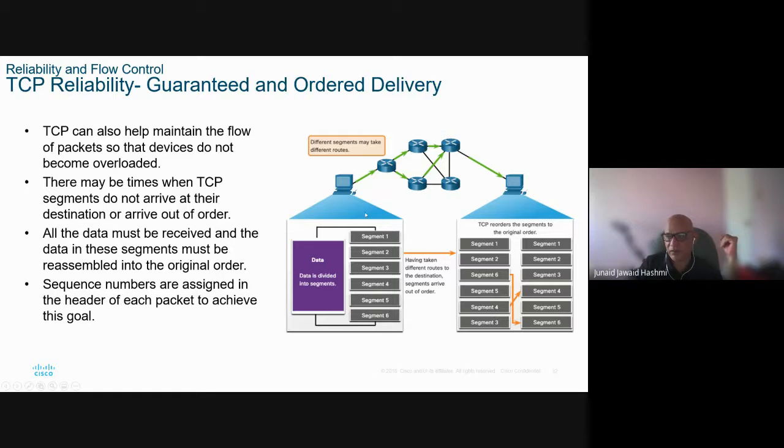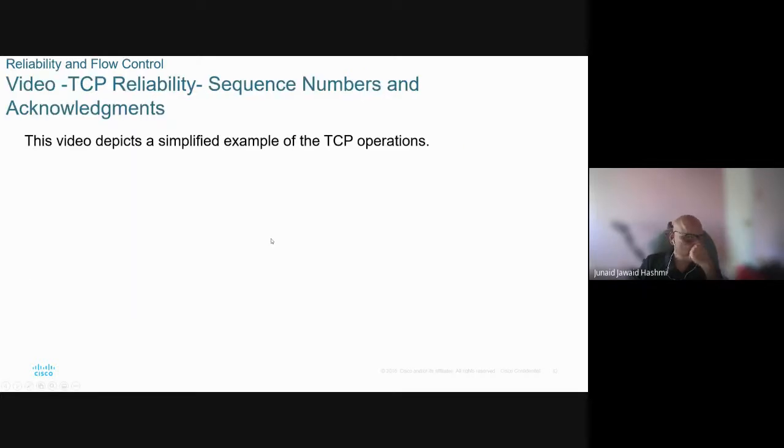So the sequence numbers are assigned. Every packet has a sequence number: segment 1, 2, 3, 4, 5, 6. So they are received, and if for some reason a packet is distorted and they arrive in a different order, it reassembles them. Anyway, for sequence numbers and acknowledgements, there's a video you can watch to learn more. It's inside the curriculum.